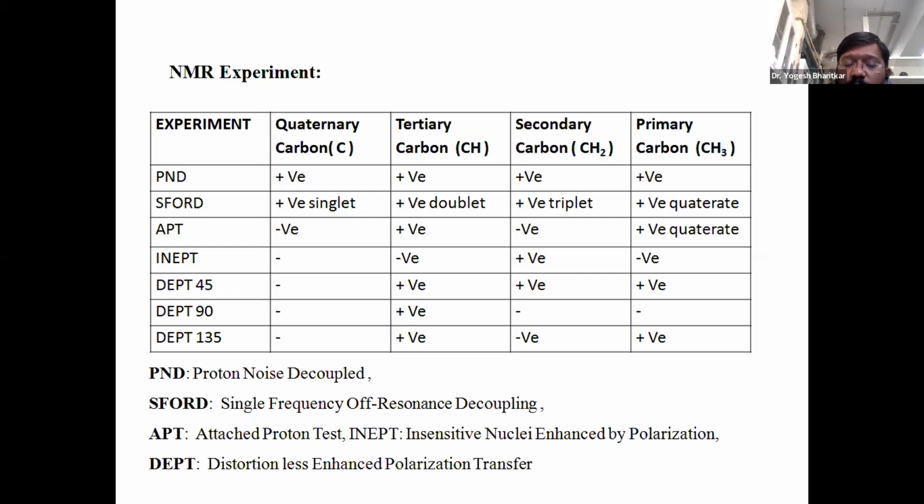And what information do we get from proton NMR? From proton NMR we get the number of carbons and types of carbon. And from carbon NMR also we get information on the number of carbons and types of carbon. Types of carbon means carbonyl, double bond, aromatic, aliphatic, with the help of chemical shift values.